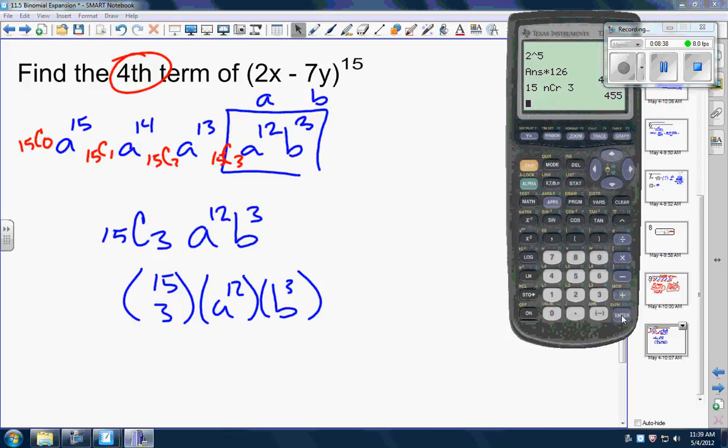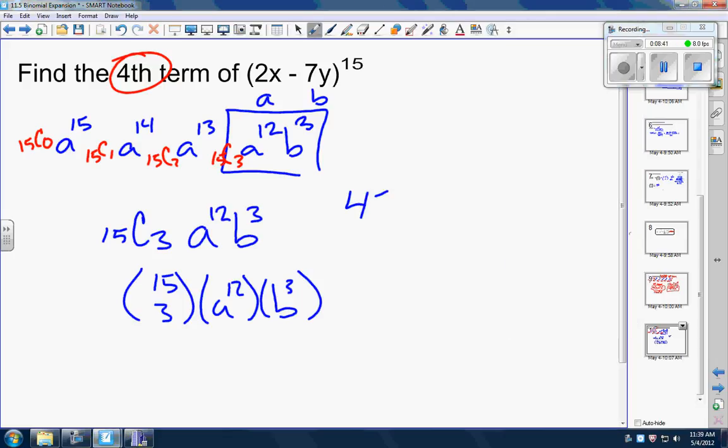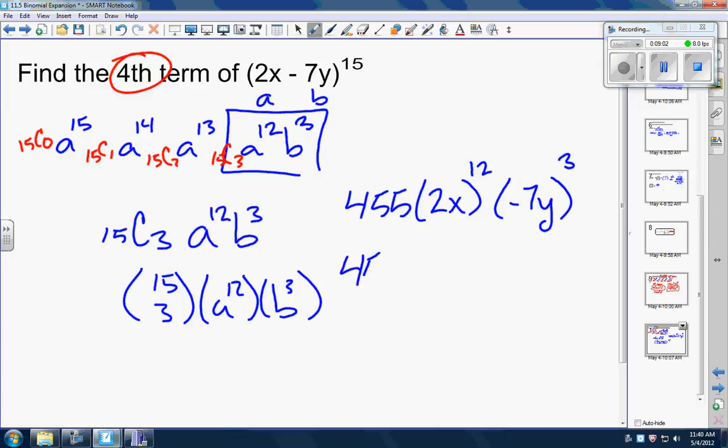So now all we've got to do is plug some things in. 15 choose 3 is 455. What is the A now? Well, the A is going to be a 2x, raised to the 12th. B is a minus 7y. We haven't looked at one with a negative before, so make sure you keep that in there. And this entire thing is going to be to the 3rd. So now it's just a matter of simplifying correctly. You're going to do negative 7 to the 3rd, so your term's going to stay negative there.